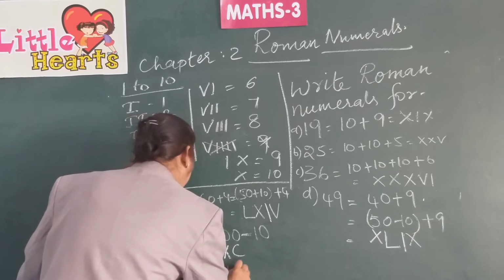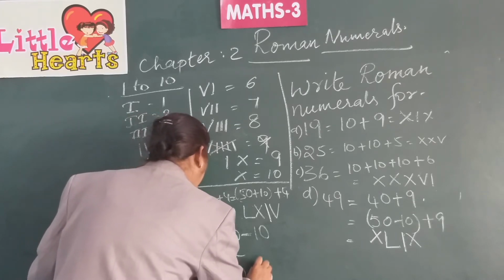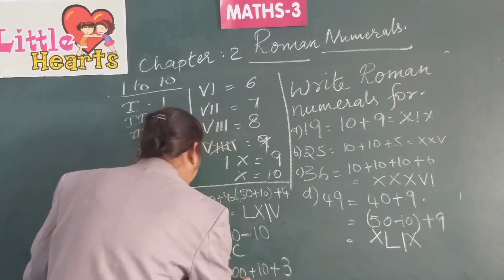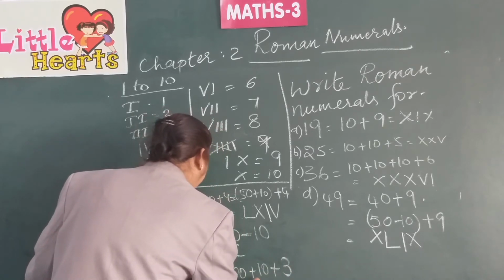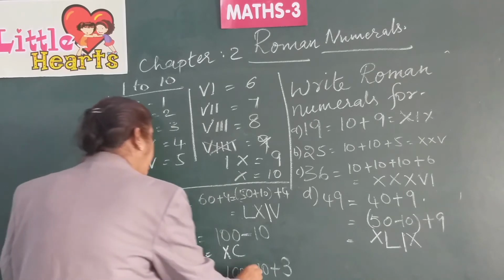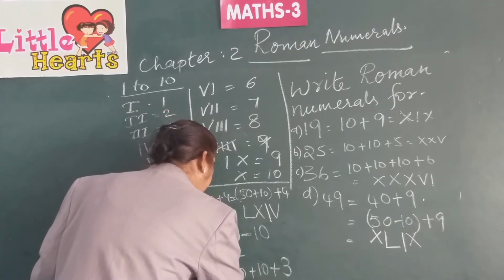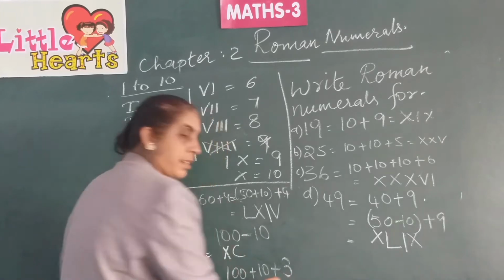113 is 100 plus 10 plus 3. 100 is C, 10 is X. As it is addition, we have to write to the right side. And 3 is I plus I plus I.